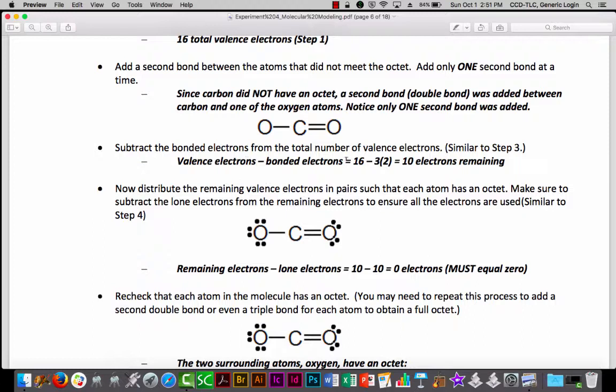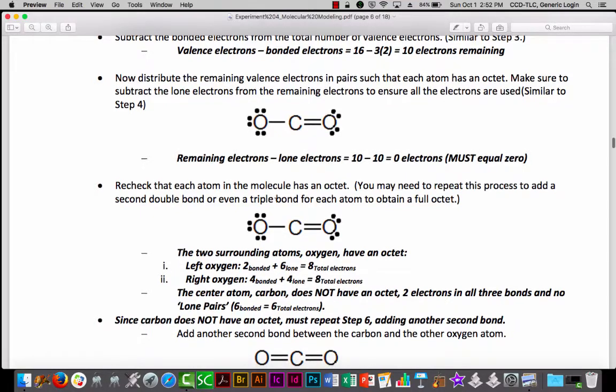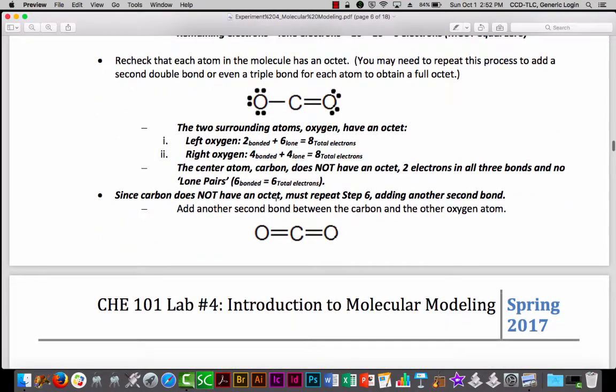So you'll subtract the bonded electrons from the total number of valence electrons, which is similar to step 3. So we had 16 valence electrons, minus 3 bonds, 2 electrons each, we have 10 electrons remaining. Once again, we'll distribute the remaining valence electrons in pairs such that each atom has an octet, and then make sure to subtract the lone electrons from the remaining electrons to ensure that all electrons are used. So here we add 10 lone electrons. We had 10 remaining electrons, we added 10, so 0 electrons left, which is good. Then we'll recheck that each atom in the molecule has an octet.